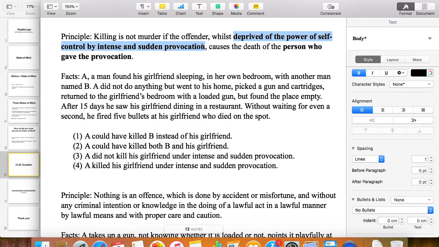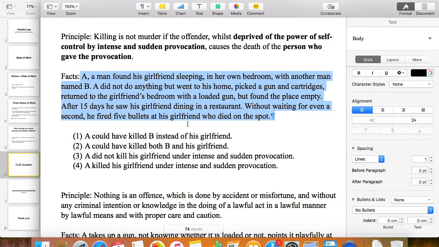He just gets so overwhelmed by the provocation that he loses his self control and he kills someone. So this is a state of mind, that loss of self control. Now the facts do not expressly say anything, so we have to infer from his actions. So now look at his actions.